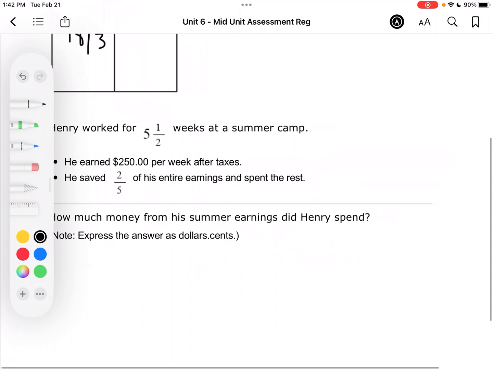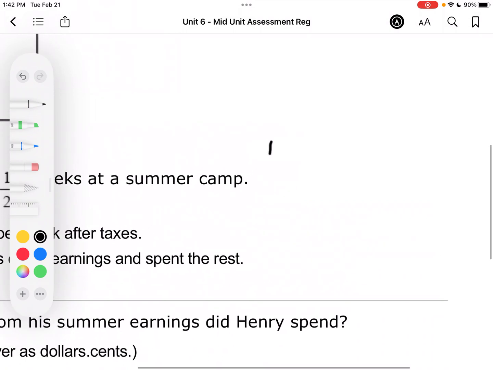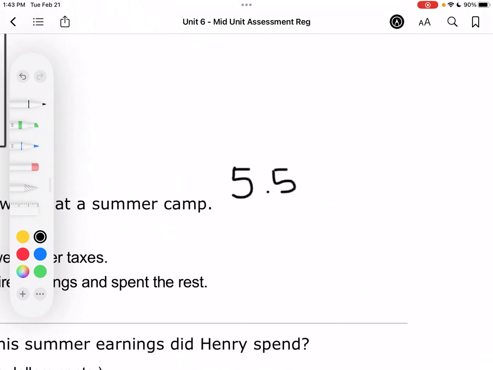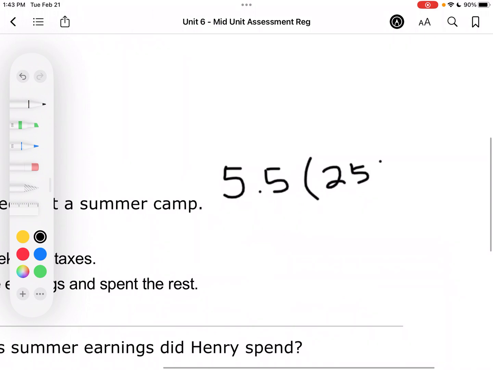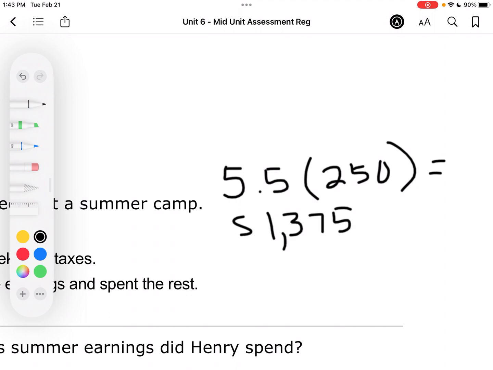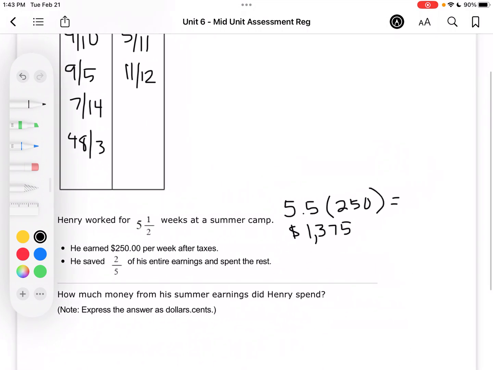All right, Henry worked 5.5 weeks at summer camp. He earned $250 per week after taxes. So I'm going to start with that 5.5. I'm going to actually change it to a decimal just to make myself happier. I like to have decimals, so I'm going to multiply that by 250 because I want to know how much he earned altogether. So 5.5 times 250. So he earned a total of $1,375. So he saved 2/5 of his money and spent the rest.